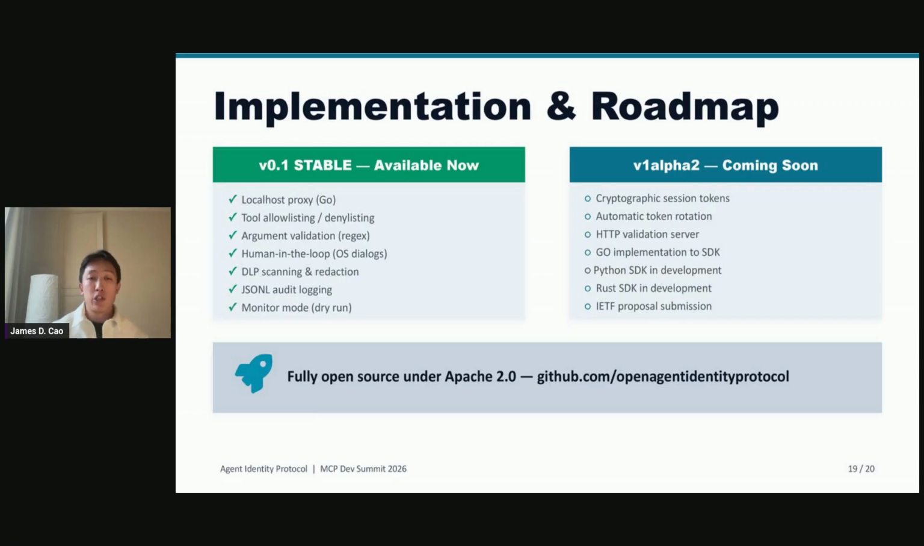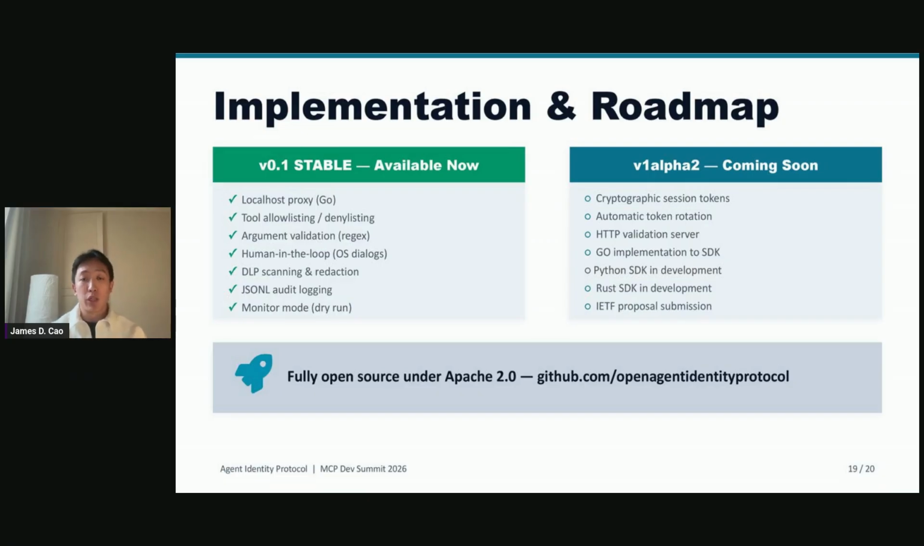So as I mentioned, AIP is very, very new. It started maybe a couple months ago, and in the current implementation we have a localhost proxy written in Go, which allows for basic tool allow listing, deny listing, validation with regex for DLP, OS dialogues, human in the loop, and JSON audit logging.